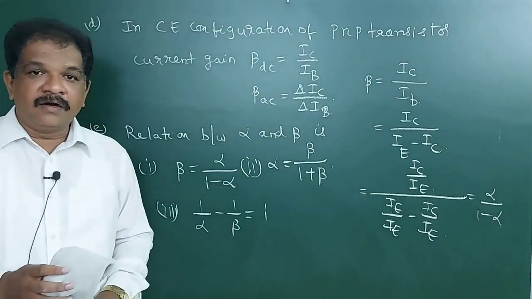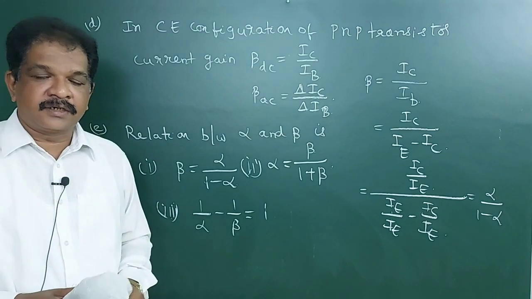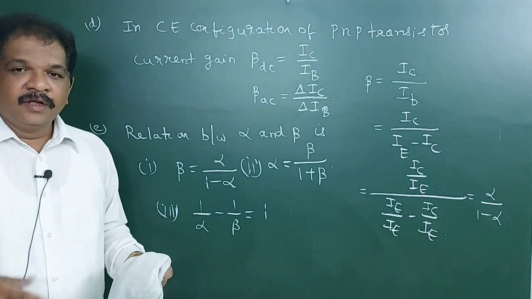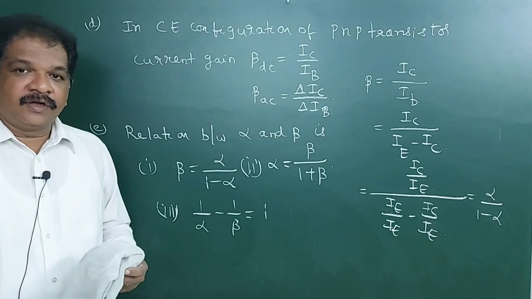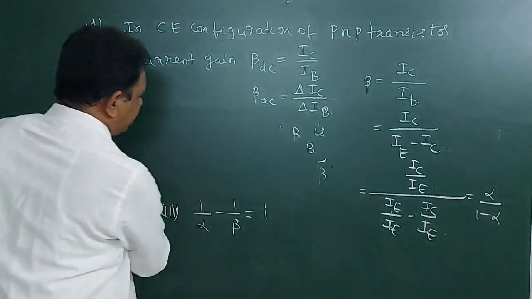In common emitter configuration, beta will come. In common base configuration, alpha will come. In common collector configuration, gamma will come. No need for that gamma. Next.